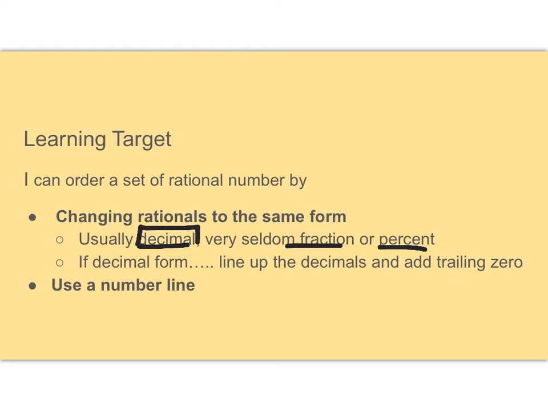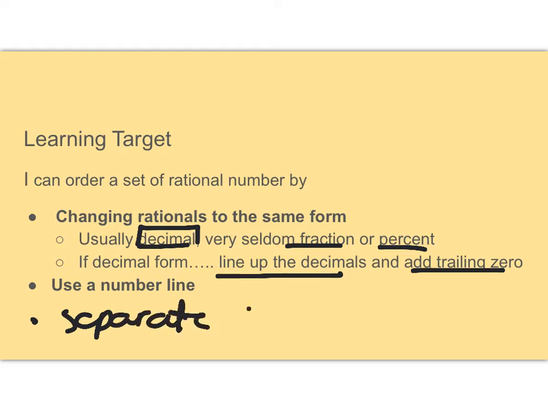If we change them to decimal forms, we're going to line up decimals and we're going to add trailing zeros. And we're going to use a number line when possible. Another strategy that I forgot to put on here is to separate your negatives from your positives. Okay? So that's another step that we can remember.